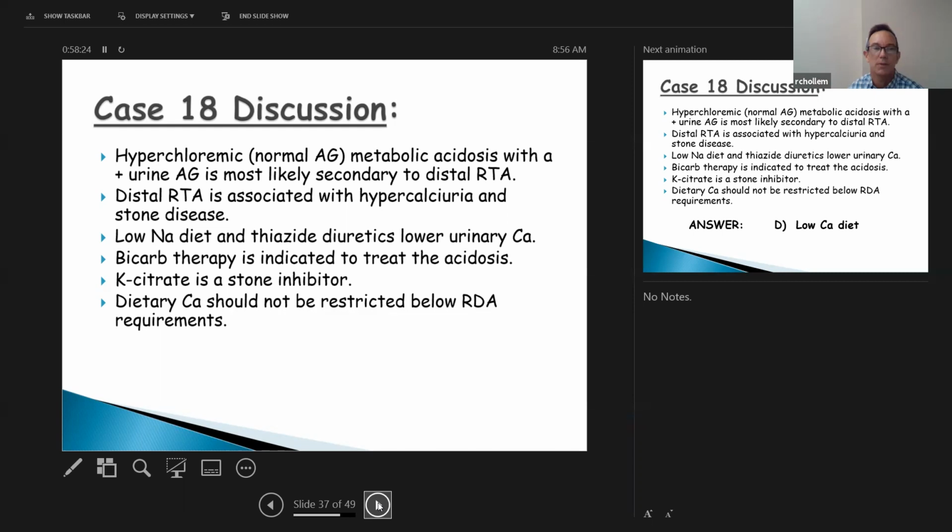So we always start with diet, and we're gonna get the bicarb corrected, of course. And in a stone former, you might be a low citrate excreter. Remember, citrate is anti-stone. And so you might implement some supplementation with potassium citrate. And we never want kids below the RDA for calcium because it's important for their bone health.